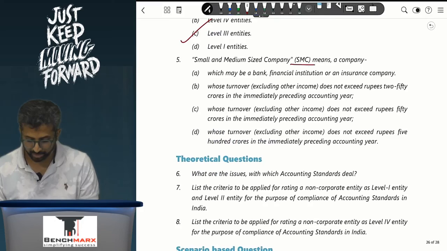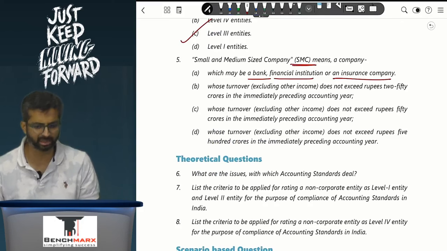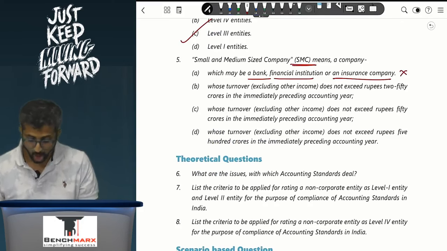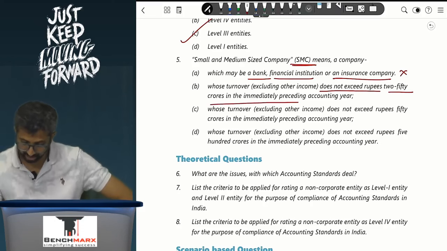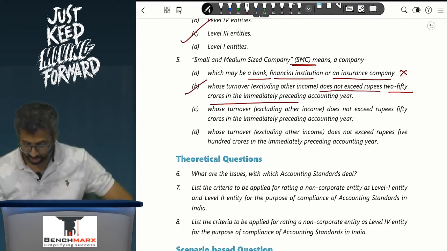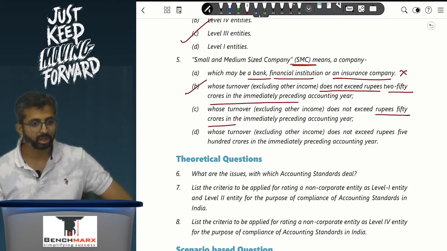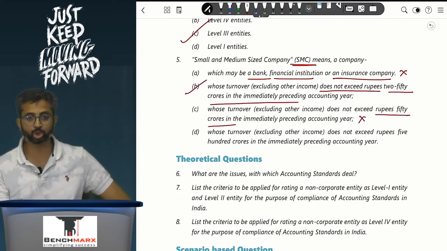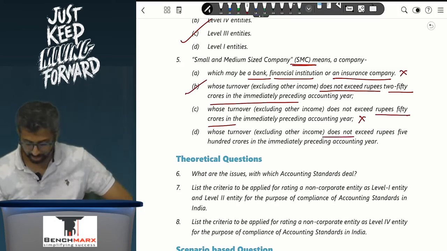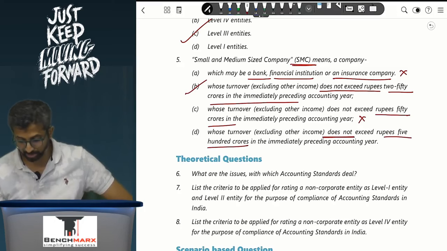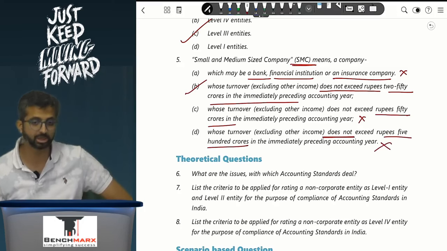And last, a small and medium sized company means a company which may be a bank, financial institution or insurance company. Is that correct? No. Definitely no. Whose turnover excluding other income does not exceed 250 crores in the immediately preceding year. Is that correct? Yes. Whose turnover does not exceed 50 crores. No, that is wrong. Even if your turnover is 200 crores, you are an SMC. They are not asking about 1, 2, 3. They are asking you about SMC. And last, whose turnover excluding other income does not exceed 500 crores in the immediately preceding year. Is that correct? Most likely your answer is option B.